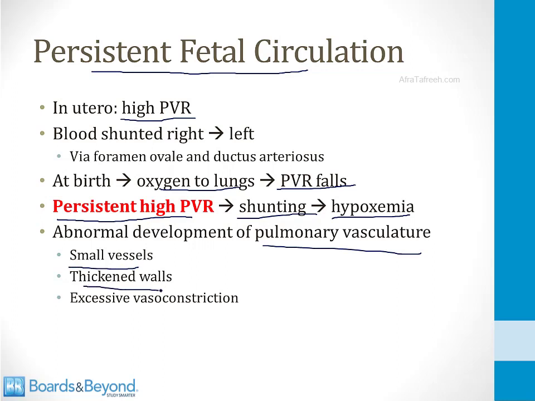The blood vessels can have thickened walls, and there can be excessive vasoconstriction. But the primary problem here, and what you want to know for step one of your boards, is that if babies have hypoxemia at birth from persistent fetal circulation, it means that they have persistently elevated PVR, and that is causing them to shunt blood and develop hypoxemia.